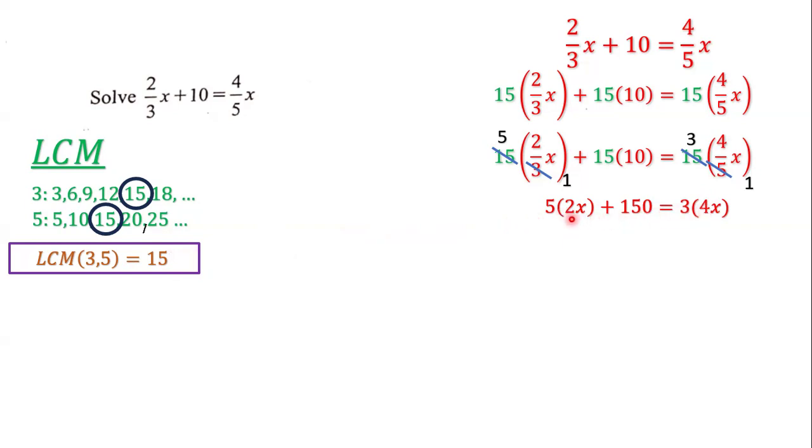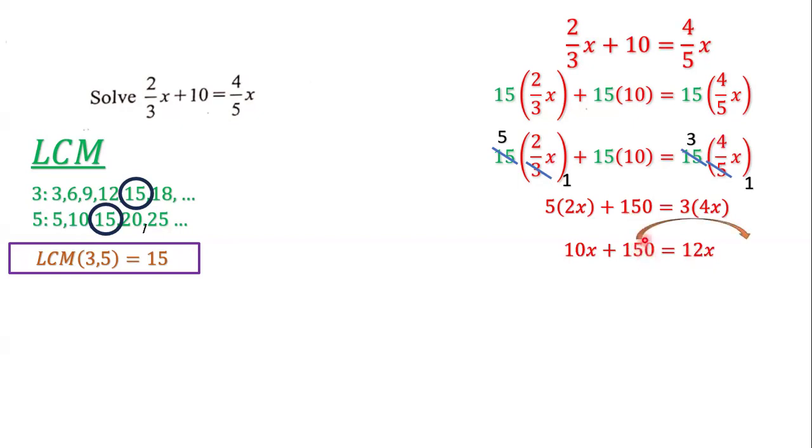And now we can continue solving our linear equation. What we have is 5 times 2x, and 5 times 2x is definitely 10x. We have 3 times 4x, and 3 times 4x is definitely 12x. And we bring down the 150.